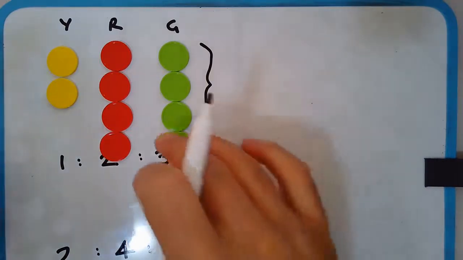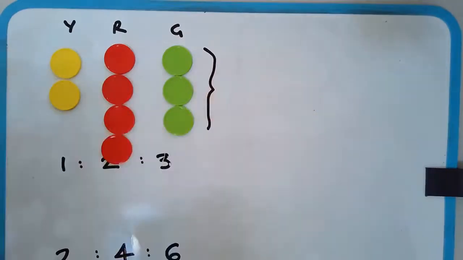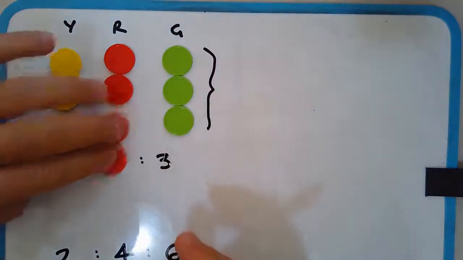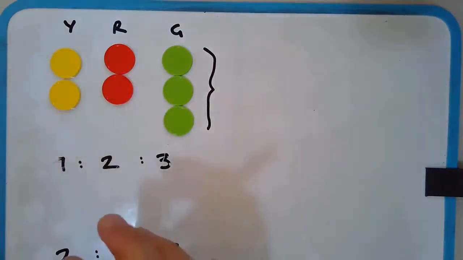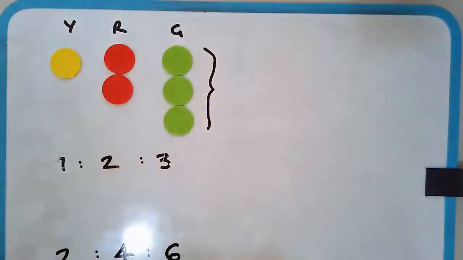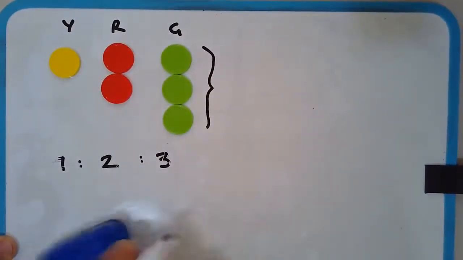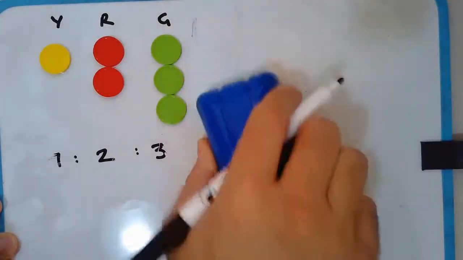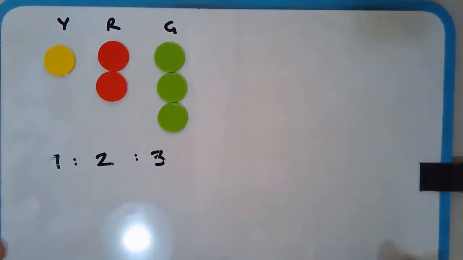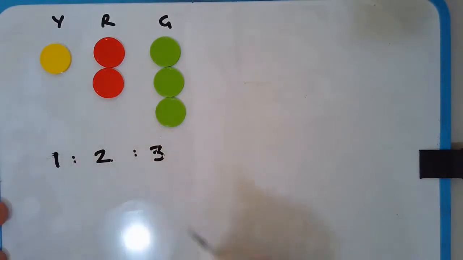Okay, so let me just remove those there for a moment. So we'll go back to the original ratio, the 1 to 2 to 3. So 1 yellow, 2 red, 3 green. And now let's have a look and see how fractions fit into the picture here.